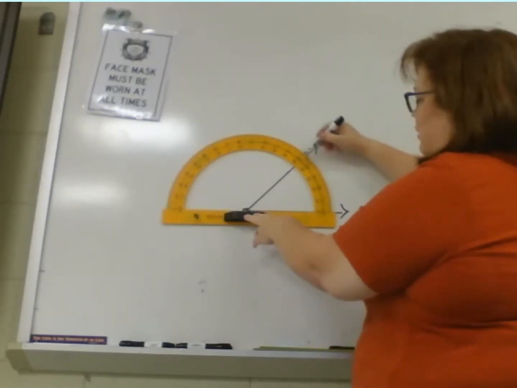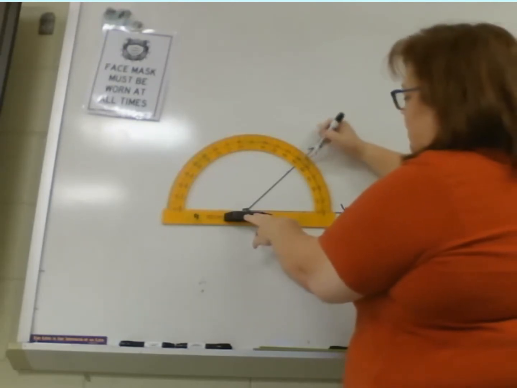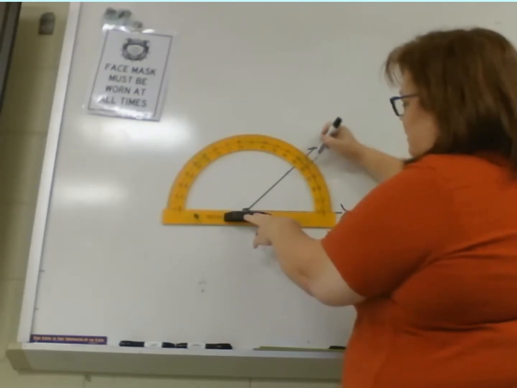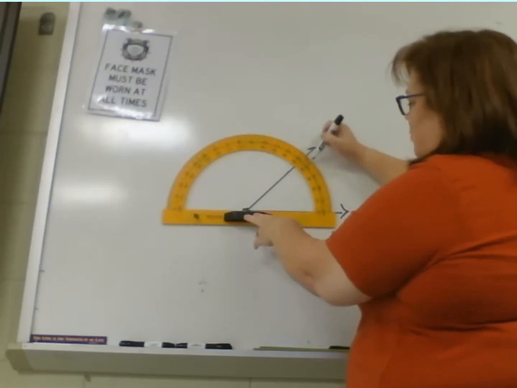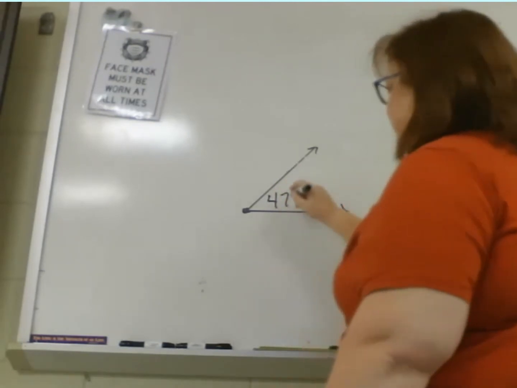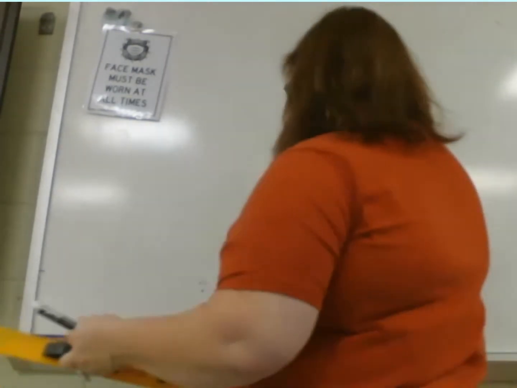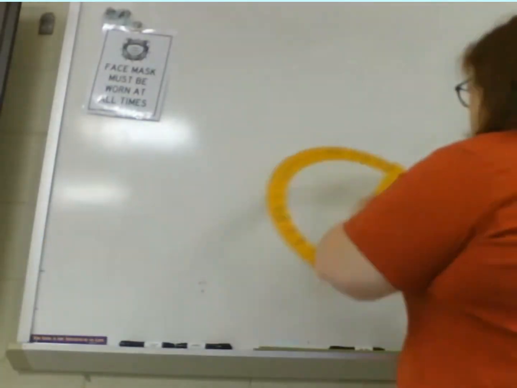Now I can look at the little bitty marks. You don't have to just have the marks for the outside part. That's 40 right here at this main line, and then 1, 2, 3, 4, 5, that's about 47 degrees right there. Okay?